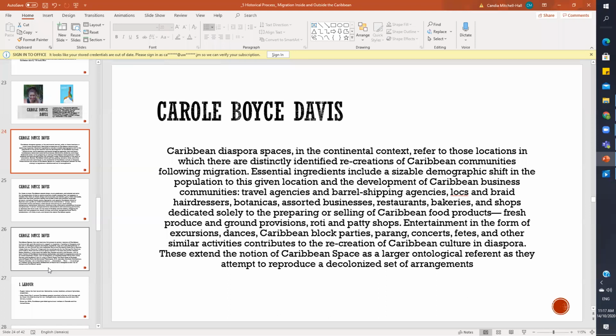Not only are you going to see quite a lot of Caribbean people living in a particular geographic space in these territories, but they are also going to bring with them their businesses. So they are going to establish travel agencies, barrel shipping agencies. For example, you know for sure that Caribbean people live in a particular place. You as a Caribbean man or woman are going to establish a barrel shipping company because you know Caribbean people love to send back barrels to the Caribbean. They are going to open hairdressing salons. They are also going to establish restaurants that sell Caribbean food, patty shops, all of these different things.